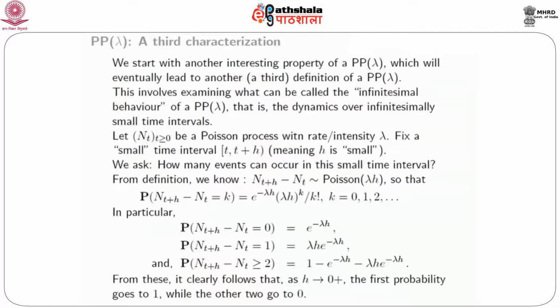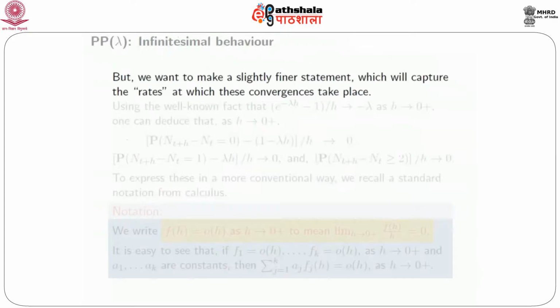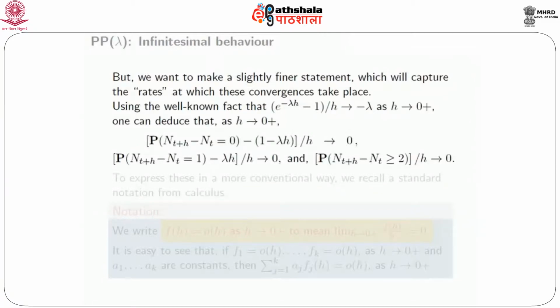not fine enough. So what we want is a slightly finer statement which will capture the rates at which these convergences take place. So the first probability goes to 1, the second and third probabilities go to 0. At what rate do these quantities go to 1 or 0 respectively as h goes to 0 plus? There we use this well-known fact that (e to the power minus lambda h minus 1) over h goes to minus lambda as h goes to 0 plus.